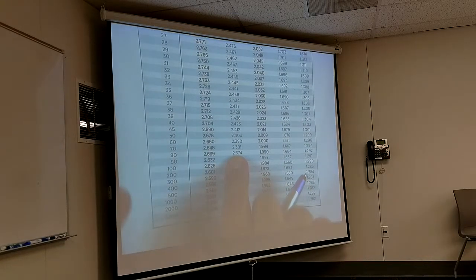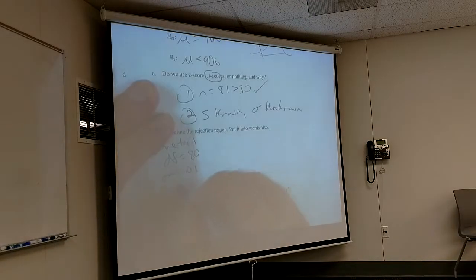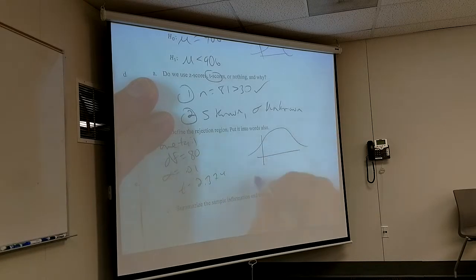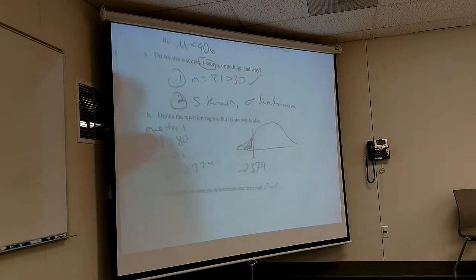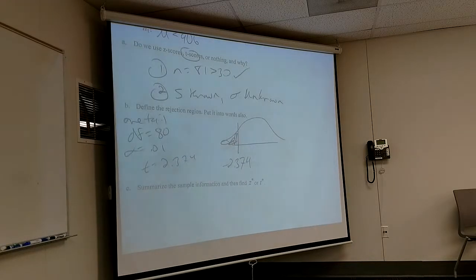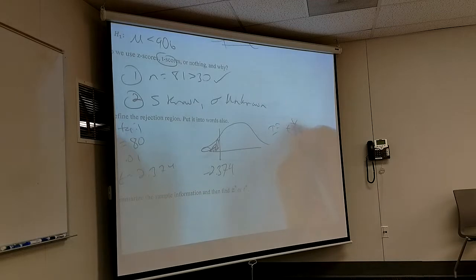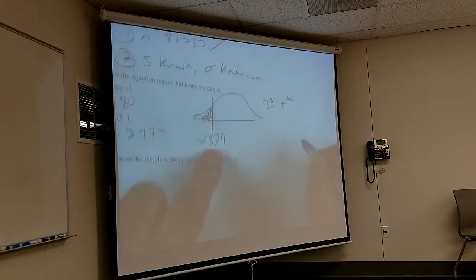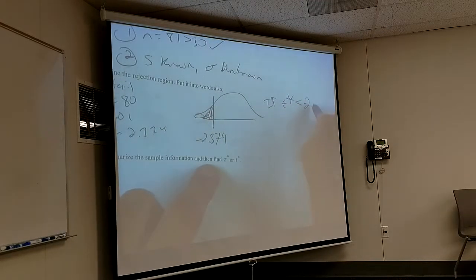So I want to use 2.374. That's going to be my benchmark. Now what am I actually going to put down? Negative. Yeah, because it's on this side. Shade that tail in there. So how do I state this in words then? If my T star for my sample is less than negative 2.374, we can reject this one, support the other one.